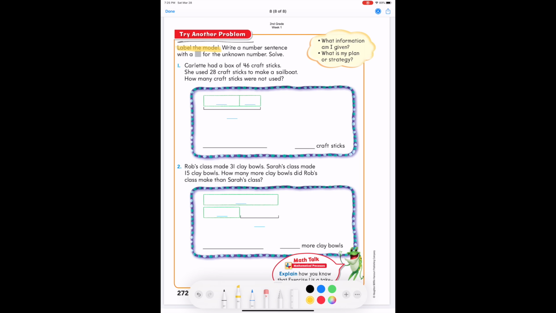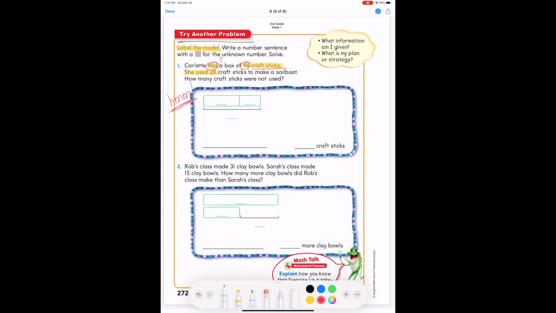Okay, here we have Charlotte had a box of 46 craft sticks, and she used 28 craft sticks to make a sailboat. How many craft sticks were not used? Let's focus on "had." 46 craft sticks, and she used 28 of them.